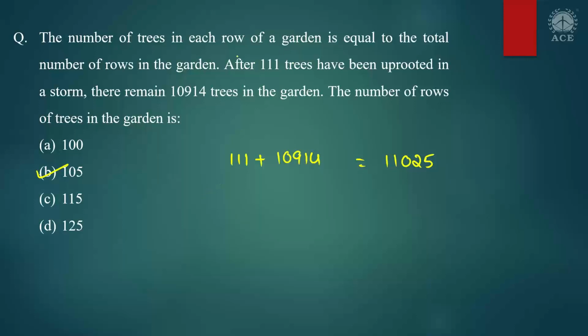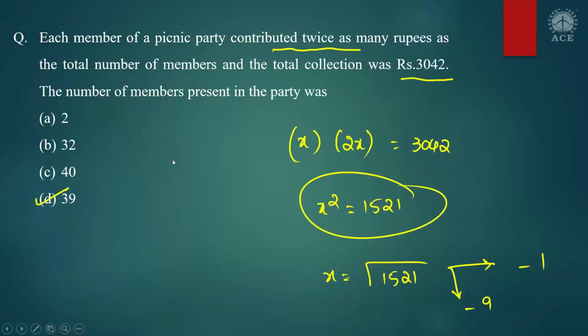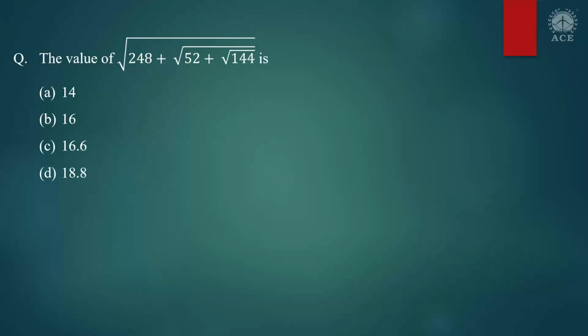Now there are x rows, and each row has x trees. So x square is 11,025. The number of trees in each row is the square root of this. This we already discussed during your initial introduction. Excellent, 105 is correct. Aditya, Alekya, good. This type of question can be a part of simplification, so they can ask you this type of question there also.